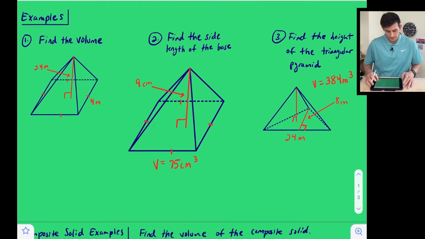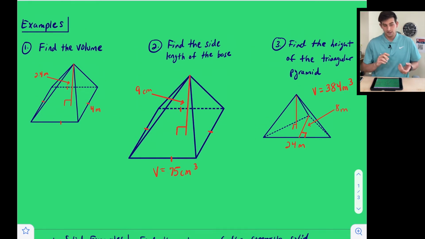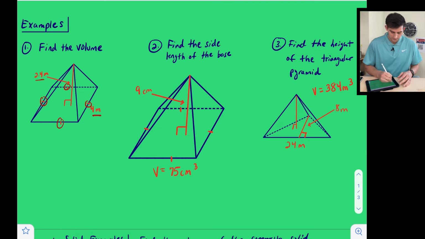Okay, so we're going to look at 3 examples where we find either the volume or the side length of the base of the pyramid or the height of the pyramid. And then we're actually going to do a couple examples where we have some composite solids that involve pyramids. So for number 1, we want to find the volume, and we are given one of the side lengths of our base, and also the fact that it's a square pyramid because we have these congruent tick marks here. And also we are given the height of our pyramid.